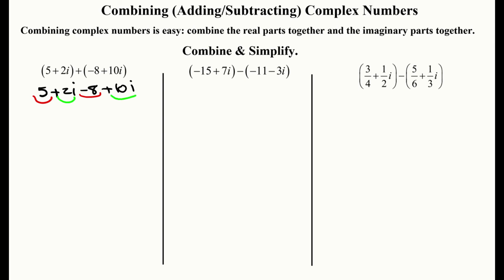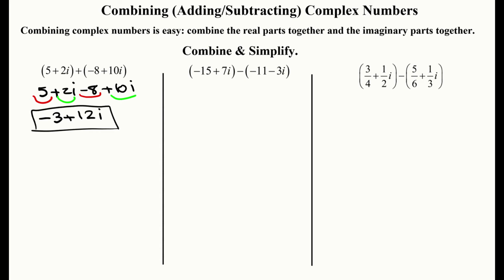Now we'll just go ahead and combine these real parts, and we'll also combine these imaginary parts. We know that 5 minus 8 is negative 3, and 2i plus 10i is going to give us 12i. So basically we're combining like terms, and that's what we end up with for the final sum.